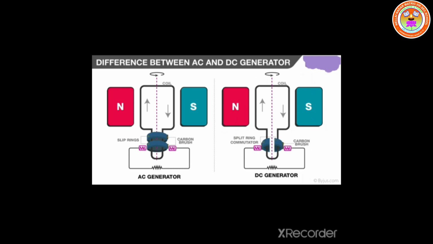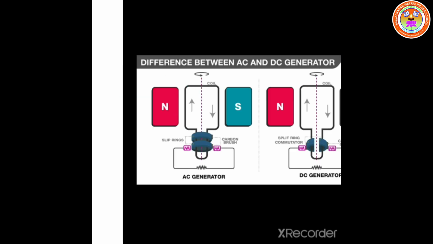So an electric generator is nothing but a device by which we can generate current mechanically, by external means. I hope you all understood, students.